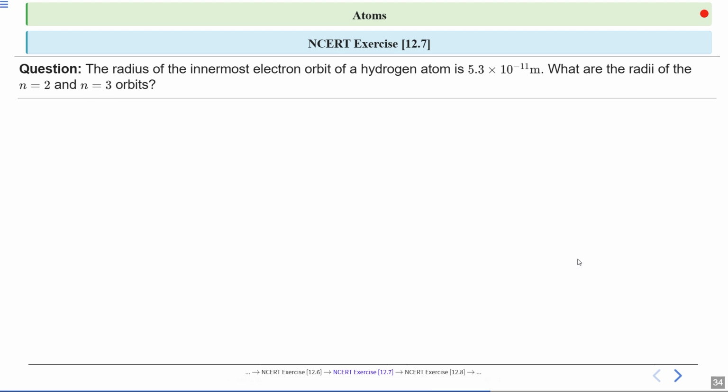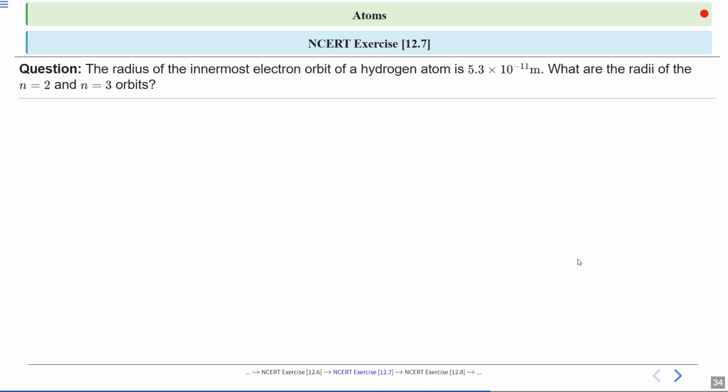Let's examine a question about the structure of the hydrogen atom, specifically the size of the electron's orbit. This question gives the radius of the innermost electron orbit, n equal to 1, as 5.3 times 10 to the power minus 11 meters and asks for the radius of the n equal to 2 and n equal to 3 orbits.